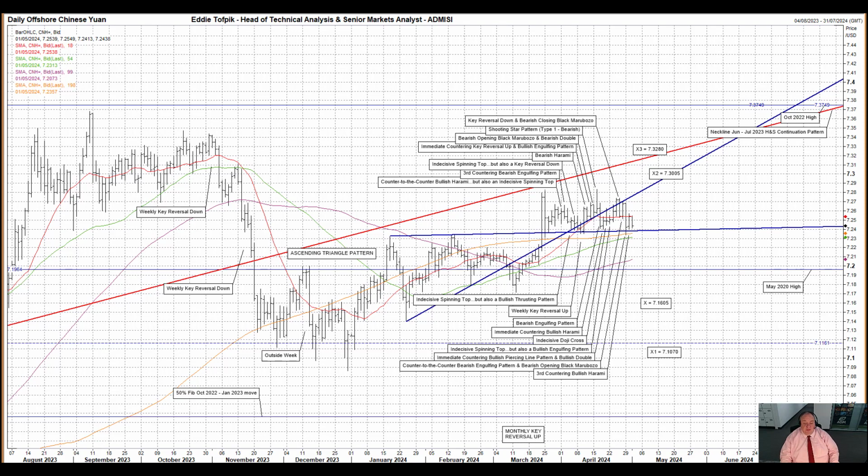Prices ended up closing right on the flatlining short moving average of all places, and that's currently at 725.39. Now, all of this is in the shadow of last month's monthly key reversal up here in the spot USD CNH, the offshore Chinese yuan. However, that is not all.